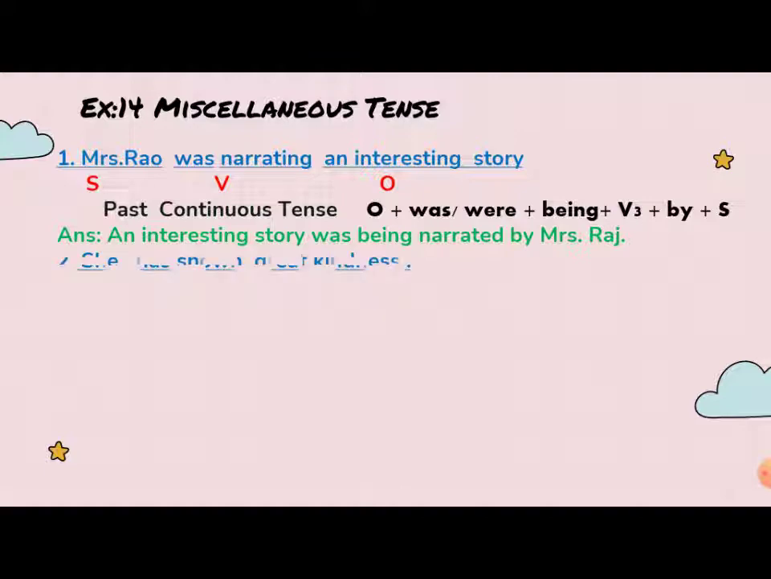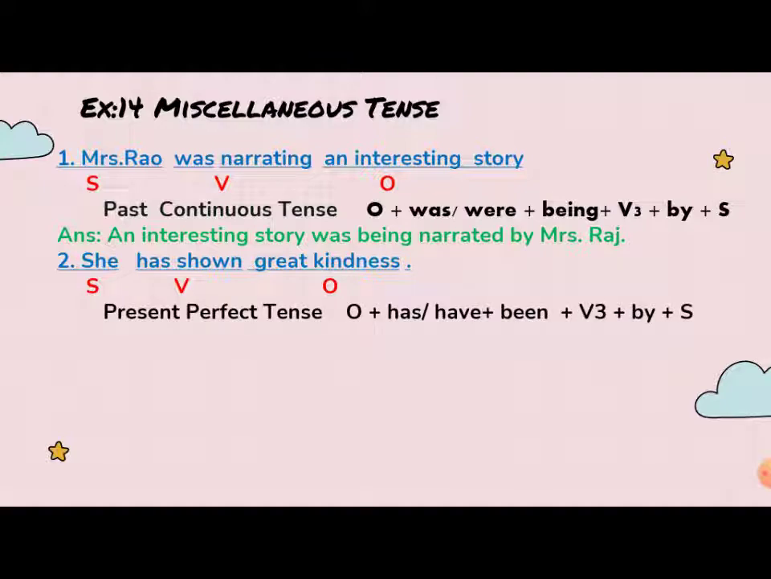Next, she has shown great kindness. Subject, verb, object. Which tense is this? Yes, it is present perfect tense. So the structure is object plus has, have plus been plus past participle form of the verb plus by plus subject. So the answer: great kindness has been shown by her.